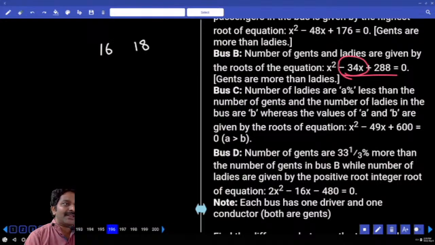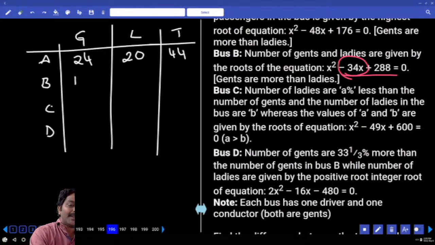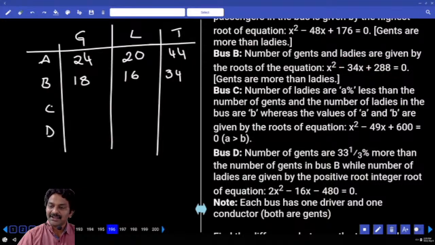Is that equal to minus 34? If the combination is minus 16 minus 18, that is the combination, correct? Factors are plus 16 plus 18, and ladies and gents are equal to the roots of the equation, where they said gents are more than ladies. So how many gents are there? 18. How many ladies are there? How many total are there? Just for information I am writing, okay?